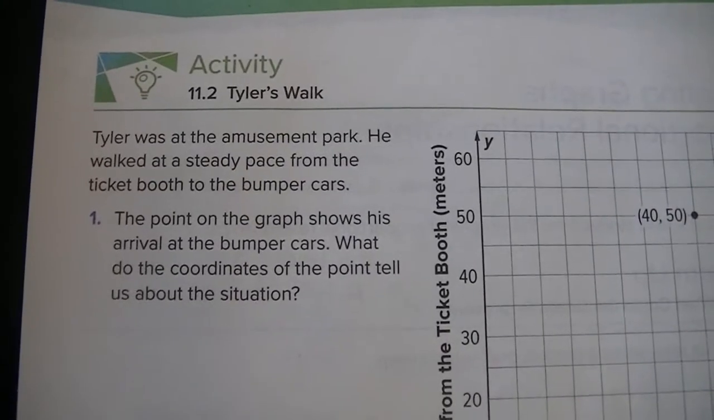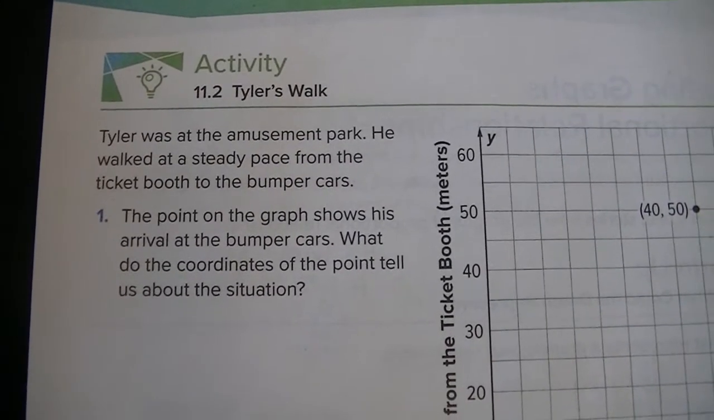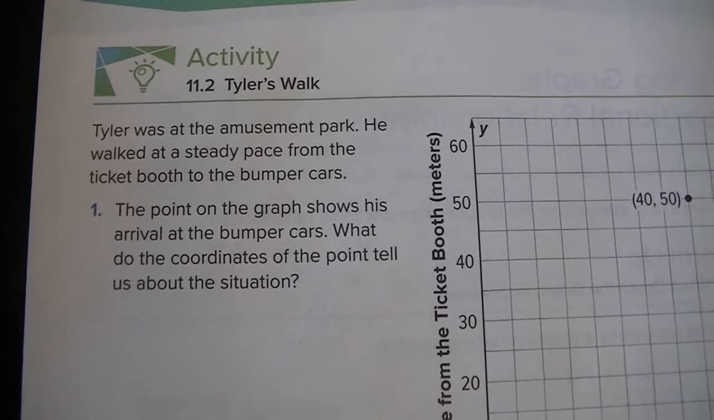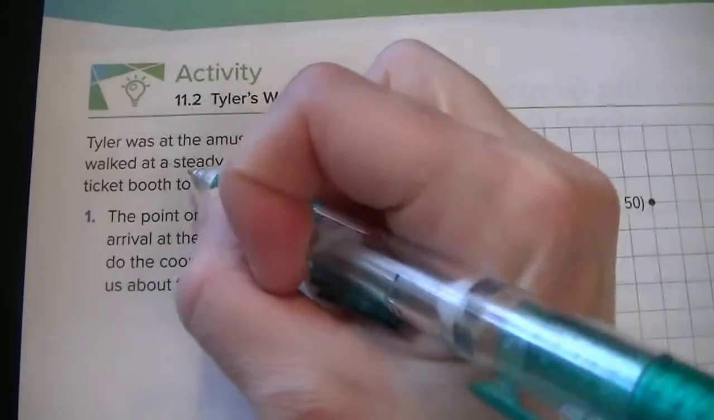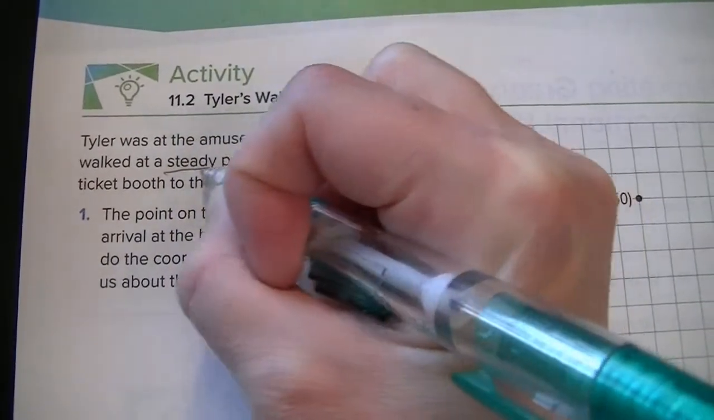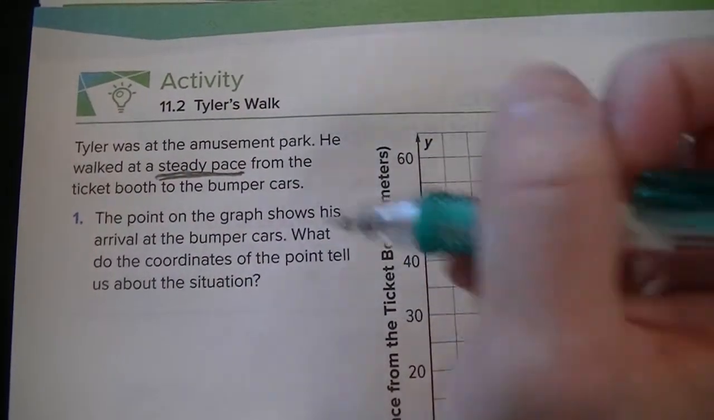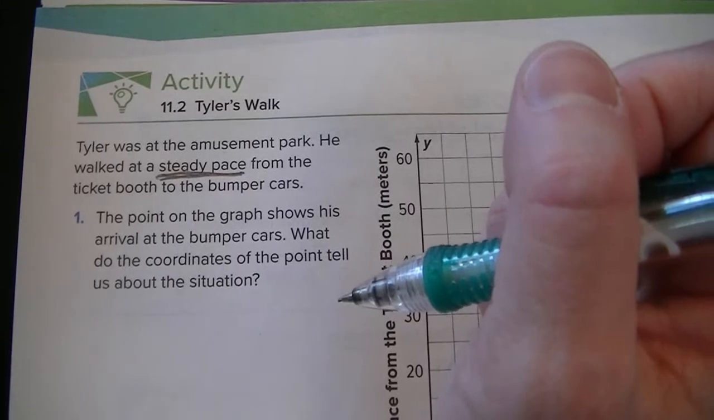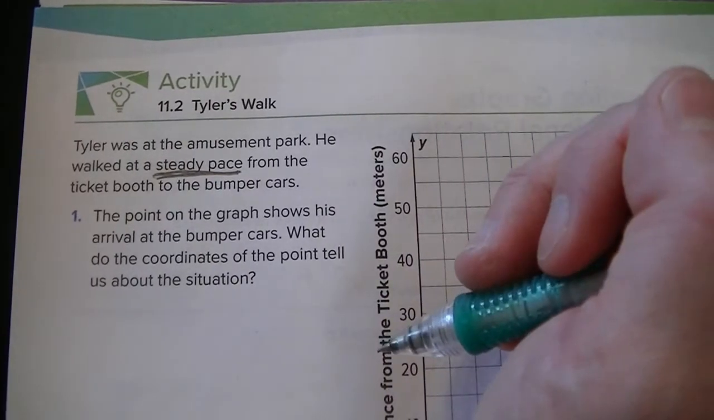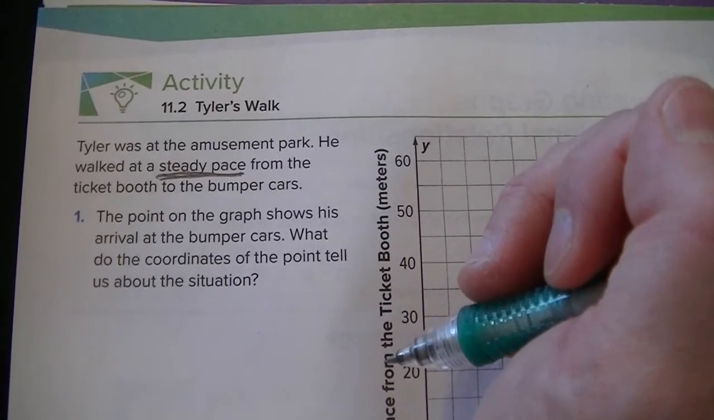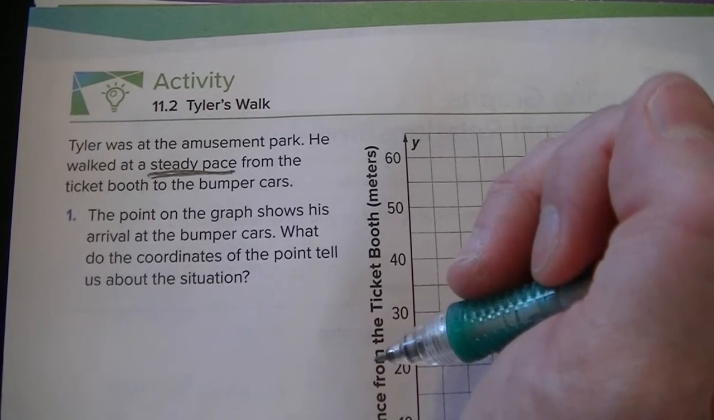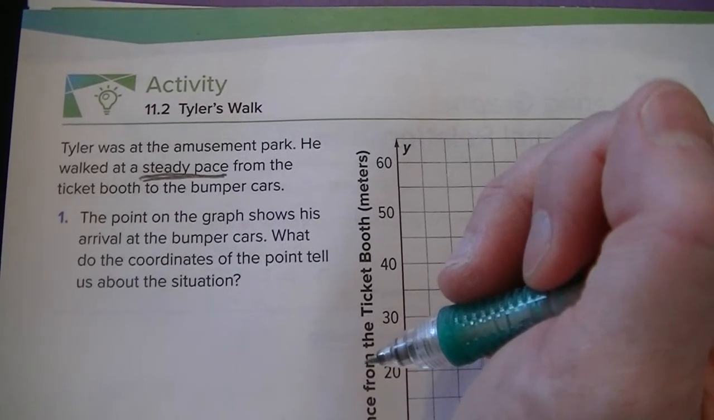The next activity says, Tyler was at the amusement park. He walked at a steady pace from the ticket booth to the bumper cars. Folks, go ahead and underline right where it says steady pace and think about what that implies. When you're walking at a steady pace, you're walking at a constant rate. And that should hopefully relate to something called constant proportionality. Does that ring a bell?